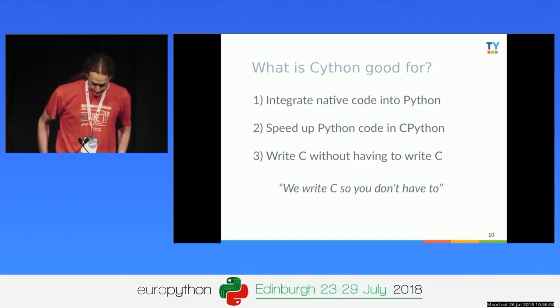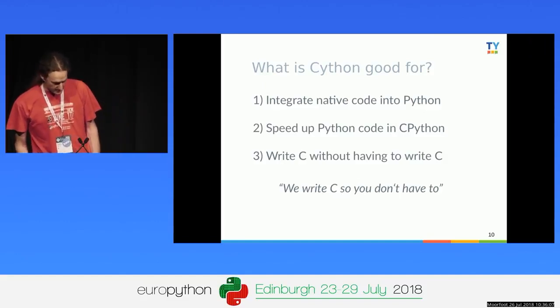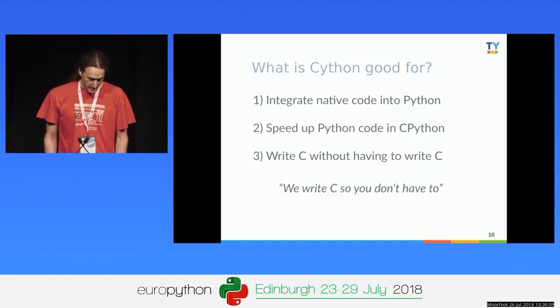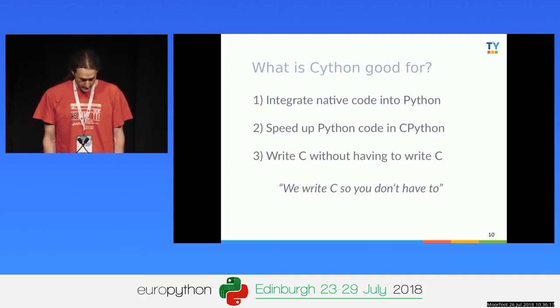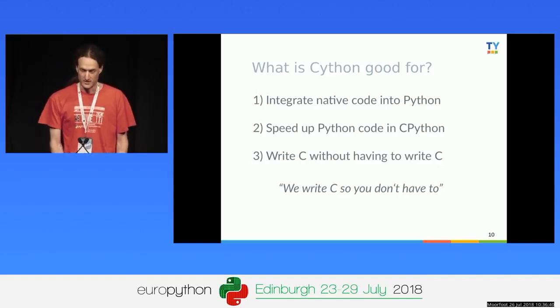So what is Cython good for? Well, it integrates native code into Python. That's one use case. Many people use it to speed up Python code by compiling it into native code. And surprisingly, many people actually use it to write C code without having to write C code. Okay? Because writing C code is actually hard. Writing Python code is much more fun, and Cython allows you to write Python code that translates to C, so writing C without writing C. So we write the C code, so you don't have to.